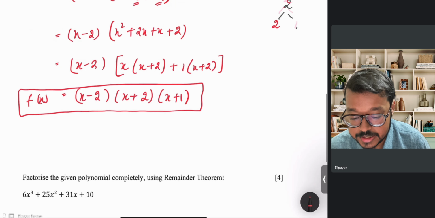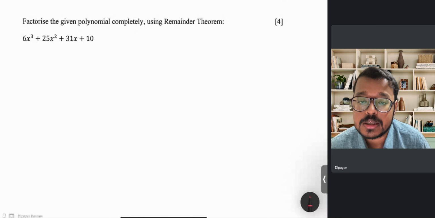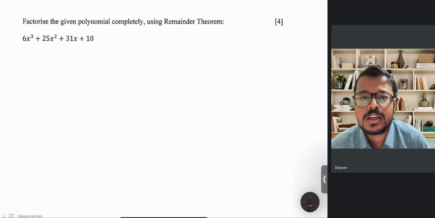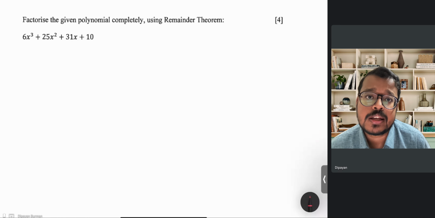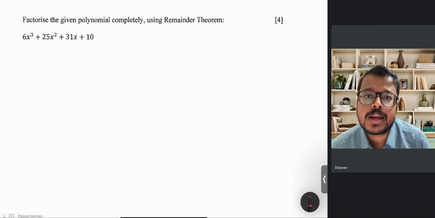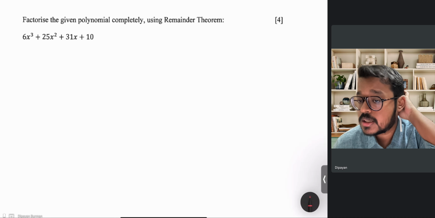Now let's look at the next question to factorize the given polynomial completely using remainder theorem. Now the difference in this question is they have not given us any idea about any one of the linear factors. In the previous question at least we had some idea. So here we have to completely rely on trial and error. We have to find out a linear factor first. By substituting some values of x, we will be getting to know that.